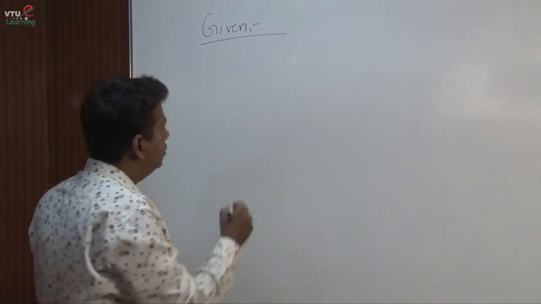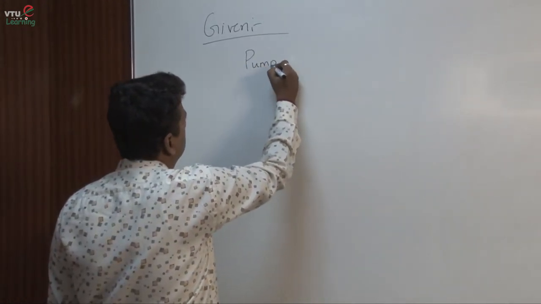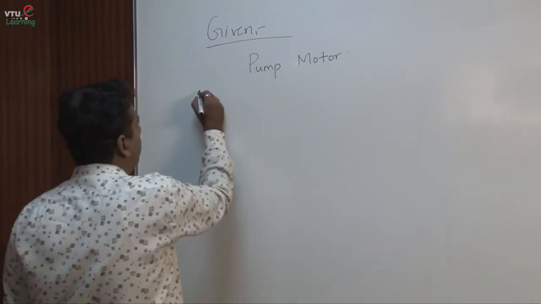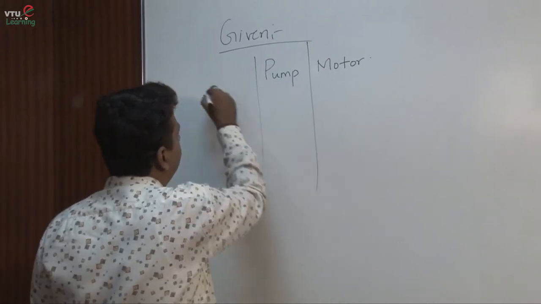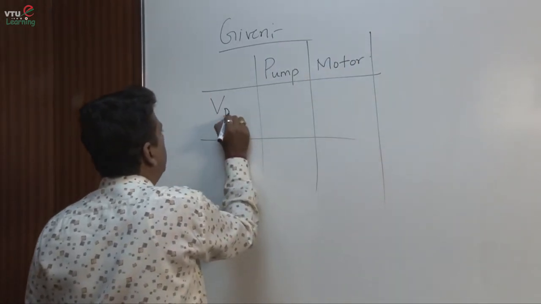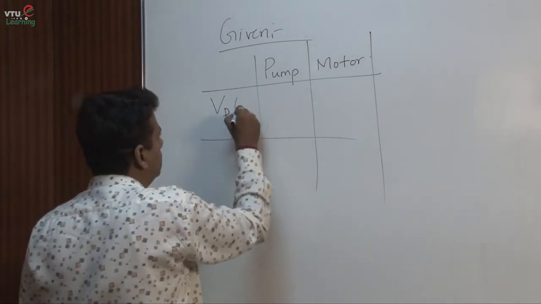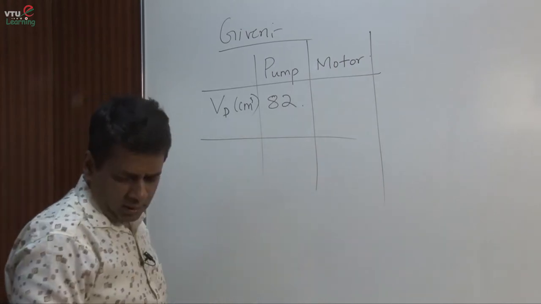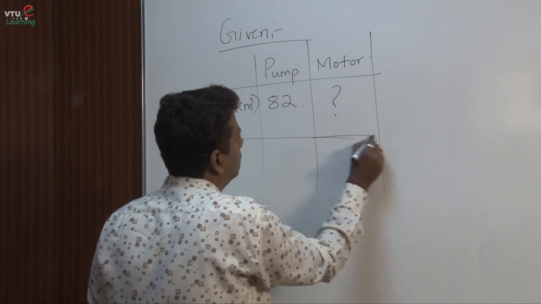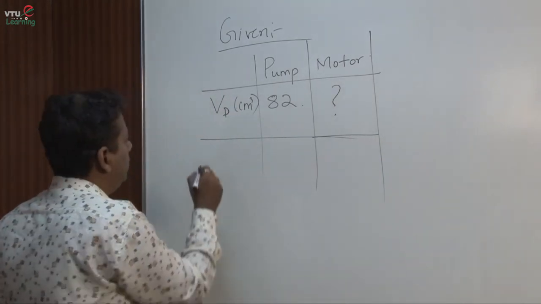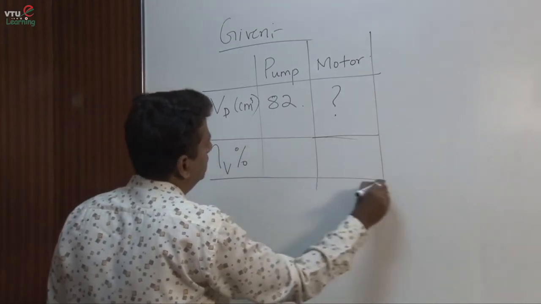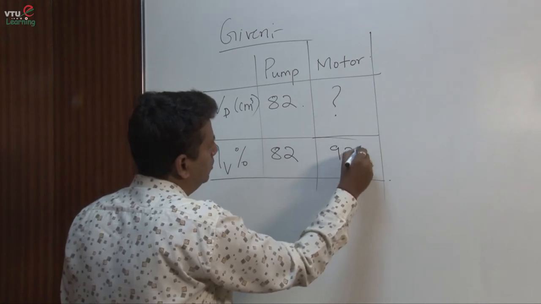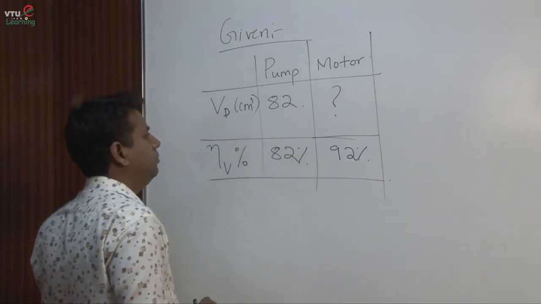So we have two important components, pump and motor, right? So the first parameter given is VD, that is volumetric displacement. Volumetric displacement is in centimeter cube, right? For pump it is 82 and for motor it is, you have to find out. So the volumetric efficiency in terms of percentage is 82% and this is 92%. So this is 82% and this is 92%, right.